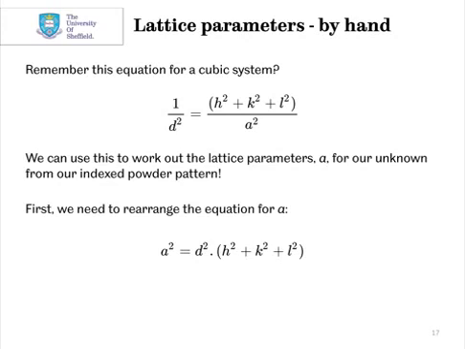So we've now got our peak positions, and we've got our Miller indices for this mysterious metal. We looked at this equation earlier on briefly: 1 over d squared equals h squared plus k squared plus l squared over a squared. We can use this equation to manually calculate the lattice parameter a for our unknown powder pattern. First of all, we need to rearrange the equation for a. So it becomes a squared equals d squared times h squared plus k squared plus l squared.